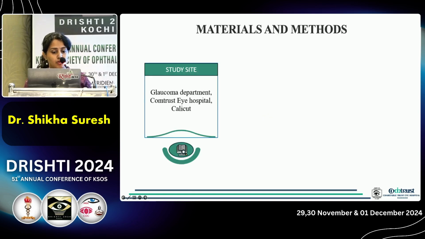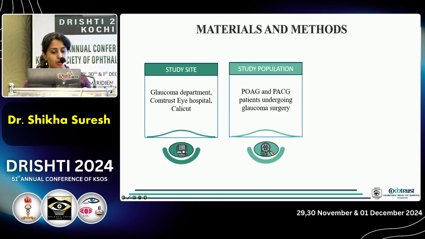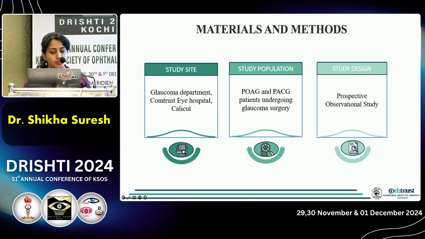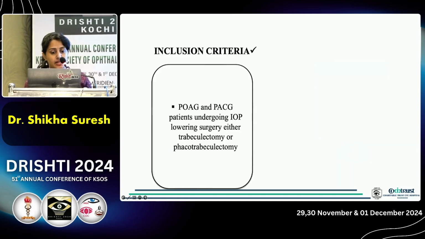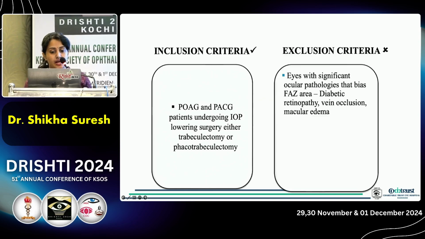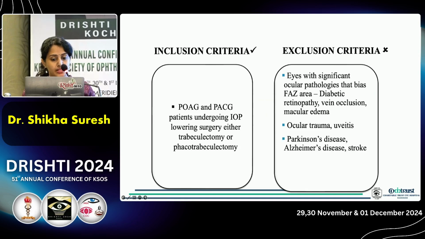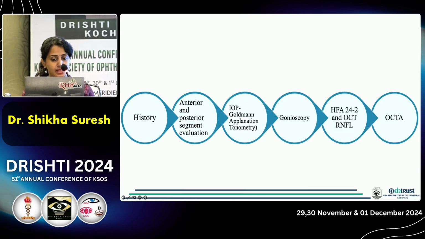Study site was Glaucoma Department, Combe Trust. Study population: POAG and PACG patients undergoing glaucoma surgery. It was a prospective observational study. All POAG and PACG patients undergoing IOP lowering surgery, either trab or phacotrabeculectomy, were included in the study. Eyes with significant ocular pathologies that bias FAZ area were excluded. History of ocular trauma, uveitis, Parkinson's disease, Alzheimer's disease, stroke, trabeculectomy with complications and poor quality scans were excluded.